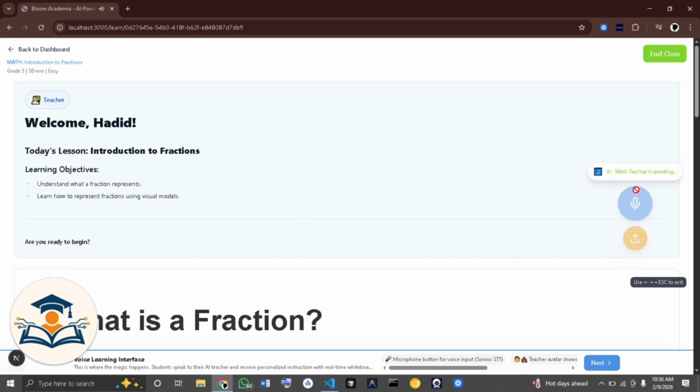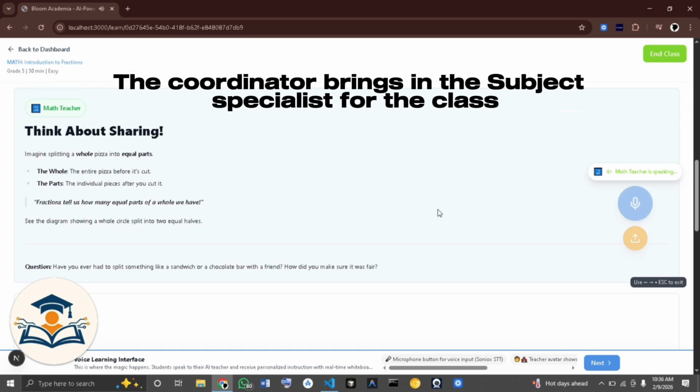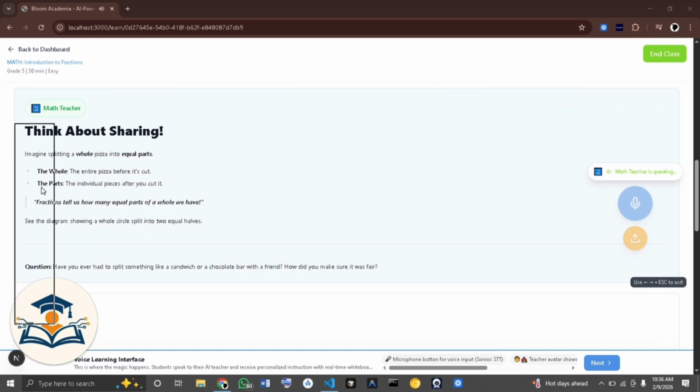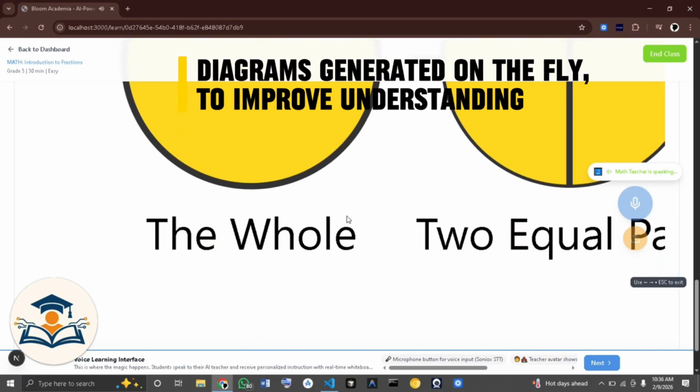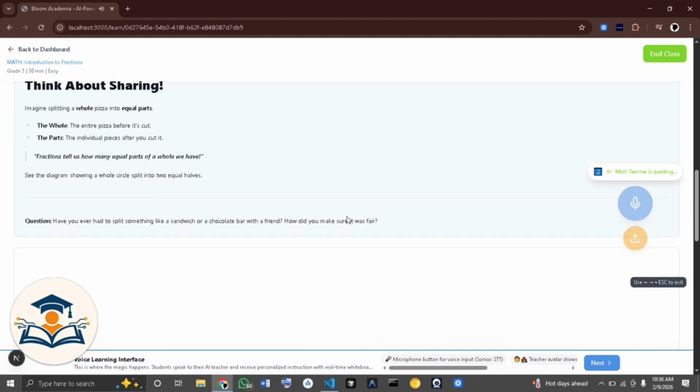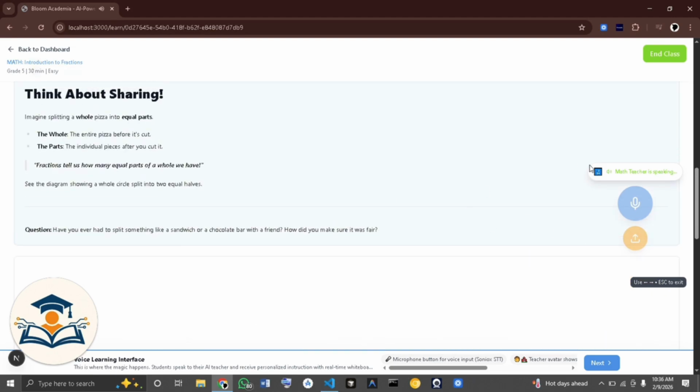Awesome. Let's think about this. Imagine you've got a giant pizza. If you're sharing it with a friend, you'd probably cut it into two equal pieces. Each of those pieces is a fraction of the whole pizza. Look at the diagram on the board. It shows how one whole circle can become two equal parts. Have you ever had to split something like a sandwich or a chocolate bar with a friend? How did you make sure it was fair?